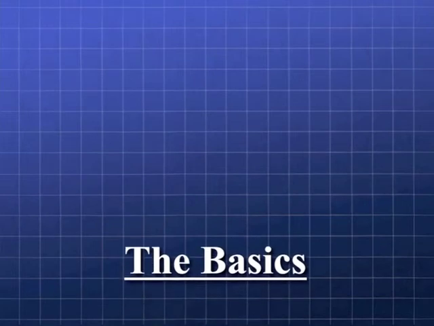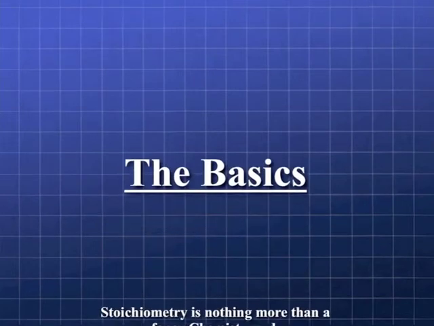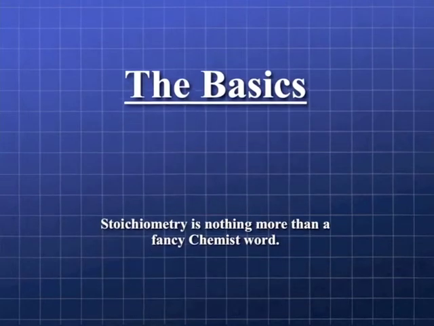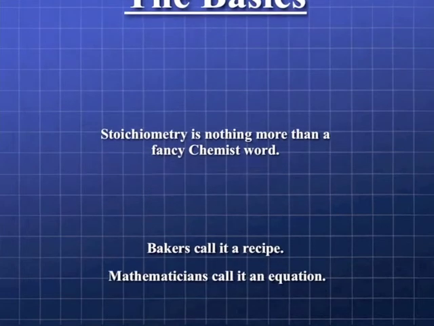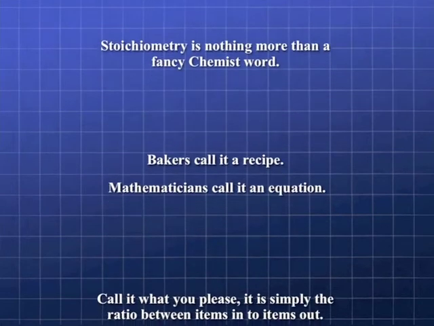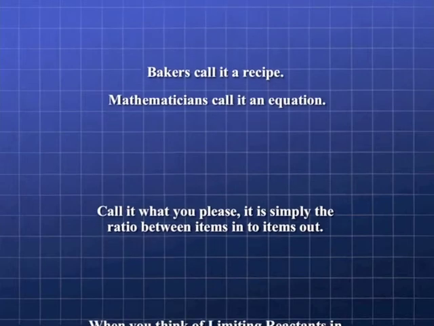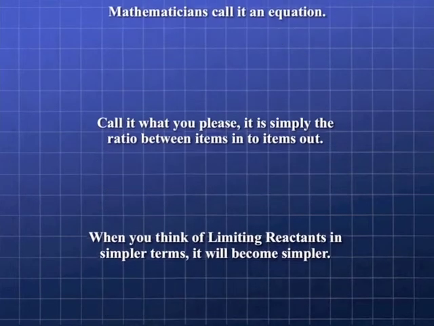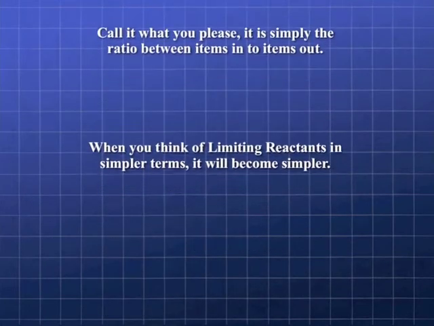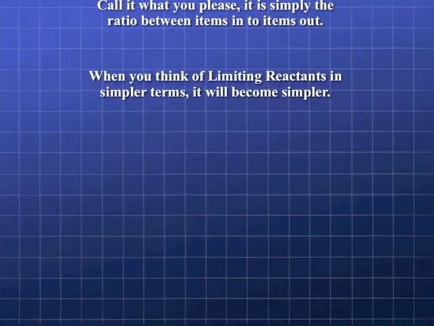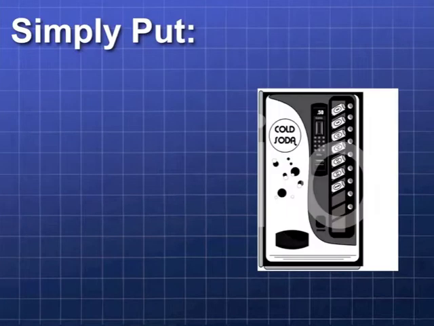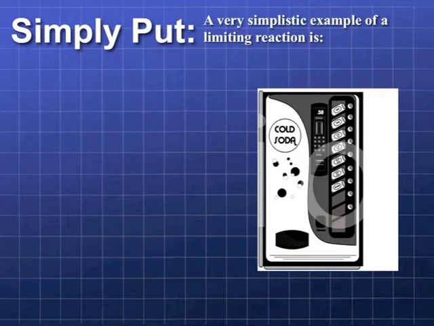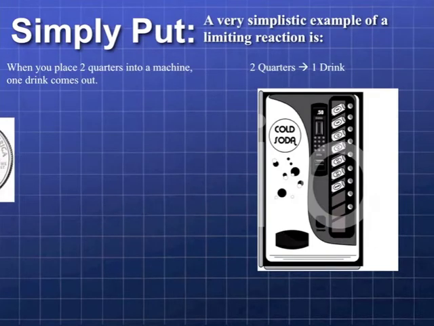When you break limiting reactants down to their basic definition, stoichiometry is really nothing more than a fancy chemistry word. Whenever you're baking a cake, you call it a recipe. If you're solving a math question, it's an equation. Whatever you want to call it, stoichiometry is nothing more than the ratio between items you put in to items that you get out. A very simple explanation for what a limiting reactant problem is: think about placing quarters into a vending machine.